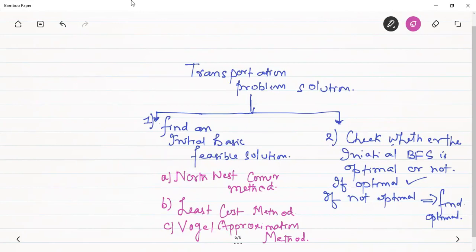And how do we check whether these initial basic feasible solutions are optimal or not? They are checked by two methods. One is known as the MODI method, and the second is known as the stepping stone method. So the first three methods, northwest corner, least cost method, and Vogel approximation method, are used to find the initial basic feasible solution. To check whether they are optimal or not, we use the MODI method or the stepping stone method. Today we will deal with some initial basic feasible solution techniques. The first technique is the northwest corner technique.